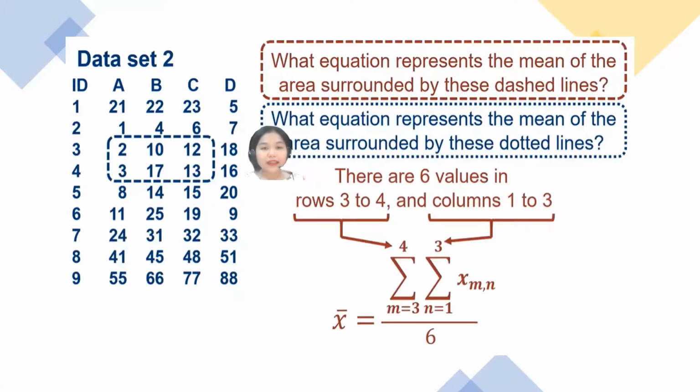So to answer that, there are actually 6 values. I said earlier, from rows 3 to 4. Because first row, second row, third row, and fourth row. What is enclosed in the dashed lines is this, so row 3 and row 4. Then for the columns, first column, second column, and third column, so 1 to 3. Okay? Because columns 1, 2, and 3. So to write the summation notation for this region, this is the answer.